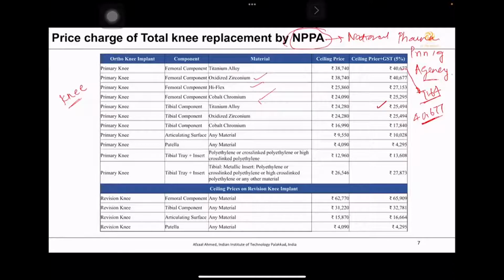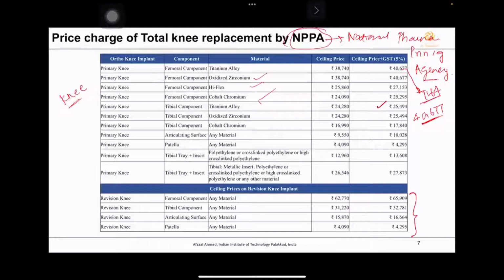But let's say someone goes for the repair of the knee. Repair in the sense he has already had a surgery, and after 5-10 years or 20 years, some part started wearing off, and then he started feeling pain, and now he has to replace or do some repair to the implant in their knee. So the cost is totally different. You see, the cost is so high.